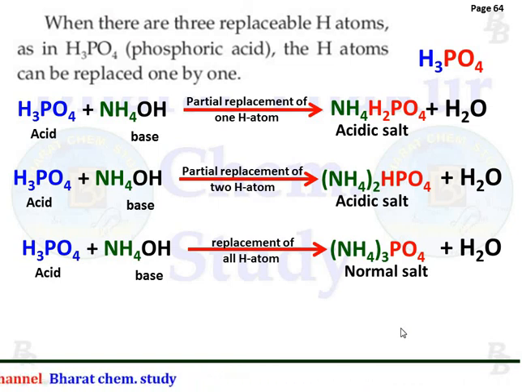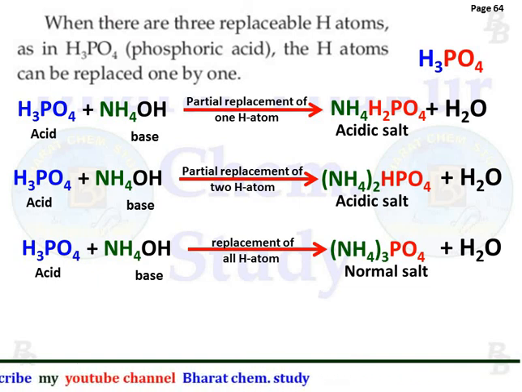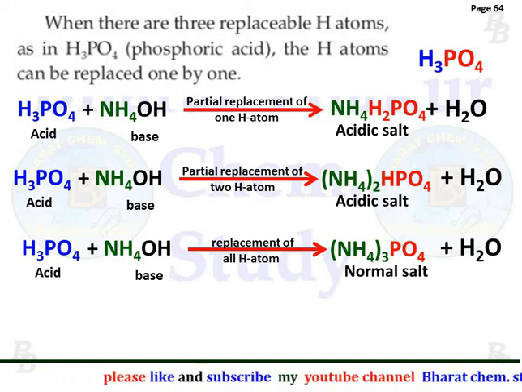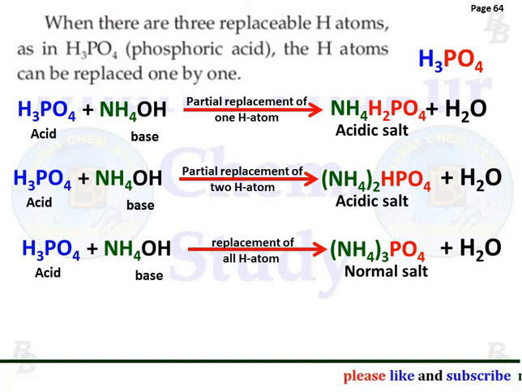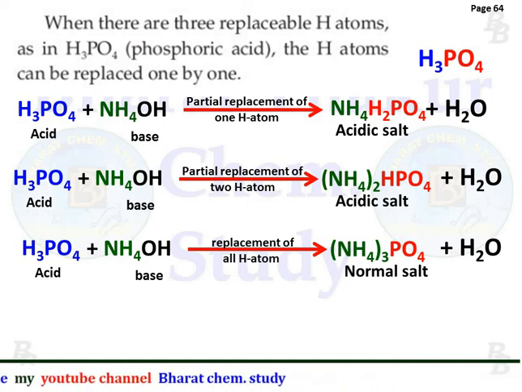So the conclusion of this is that when an acid reacts with a base and the new product formed still contains a replaceable hydrogen atom of an acid, that salt is called an acidic salt. But when an acid reacts with a base and the new product formed does not contain any replaceable hydrogen atom in its formula, then such a salt is called a normal salt.